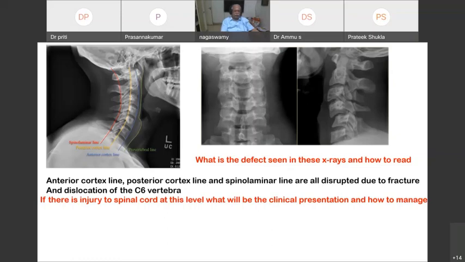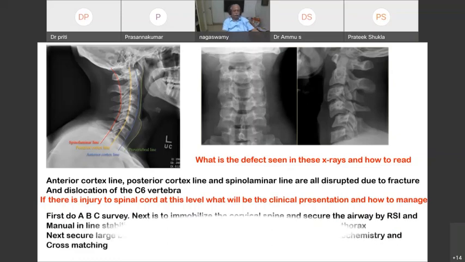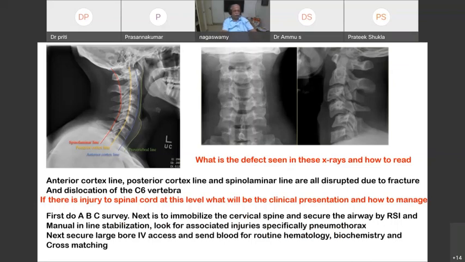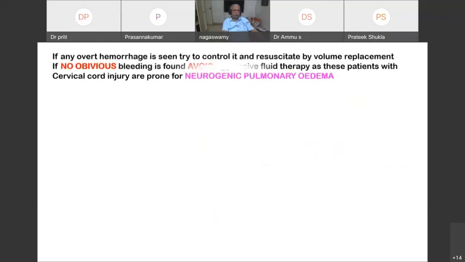So C6 is below. First do an ABC survey, that is airway, breathing, circulation. Next is to immobilize the cervical spine and secure the airway by rapid sequence induction. Manual in-line stabilization. Look for associated injuries, specifically pneumothorax. Next, secure a large bore IV access and send hematology and biochemistry samples and cross-match. If any overt hemorrhage is seen, try to control it and resuscitate by volume replacement. If no obvious bleeding is found, avoid aggressive fluid therapy.